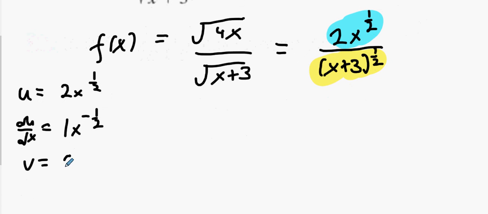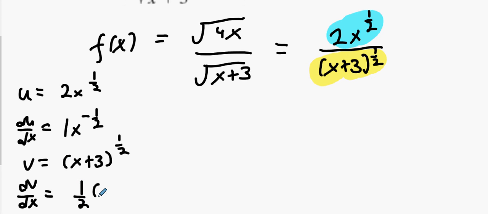V is x plus 3 to the power of a half. And then the v dx is, bring the half to the front, x plus 3, then times 1. Use the chain rule, bring a half, to, oh wait, I got it wrong, didn't I? What did I forget? Minus a half, and then differentiate the chain, and it's 1. So there's nothing to be done there.